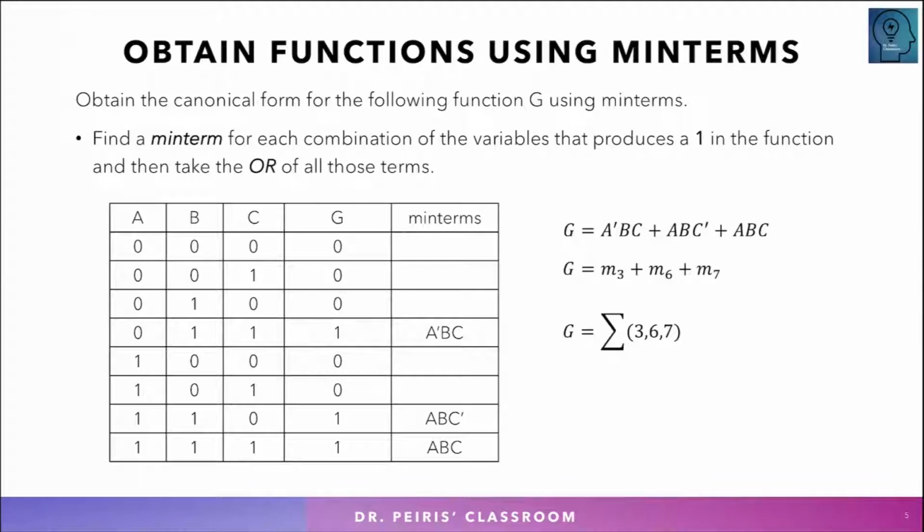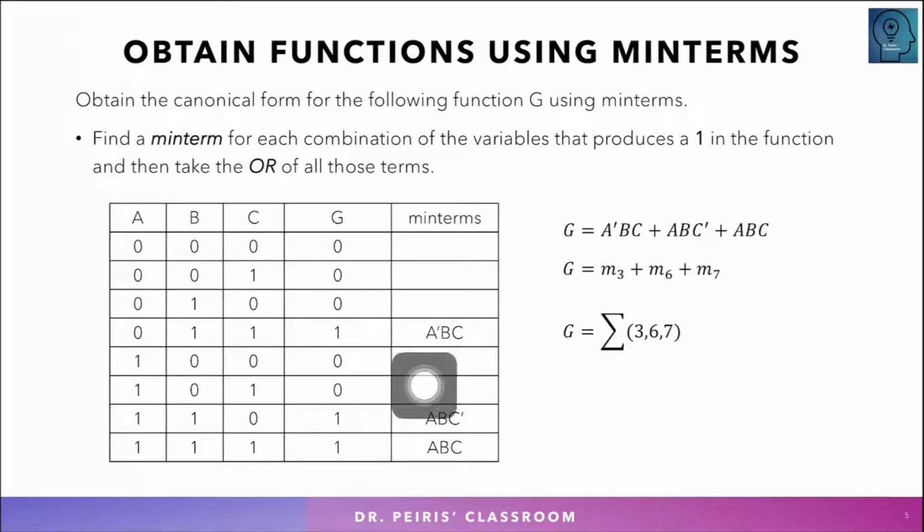So what does this mean? You need to look at the function. We are looking at the function g, and we look for the output 1. You see that this row has output 1, and for that row I write the minterm. This minterm is A prime, B, C. And then I look for other ones. There is another one here, so it's going to be A, B, C prime. The last one is also logic 1, so this minterm is A, B, C. So we found the minterms that produce a 1 in the function.